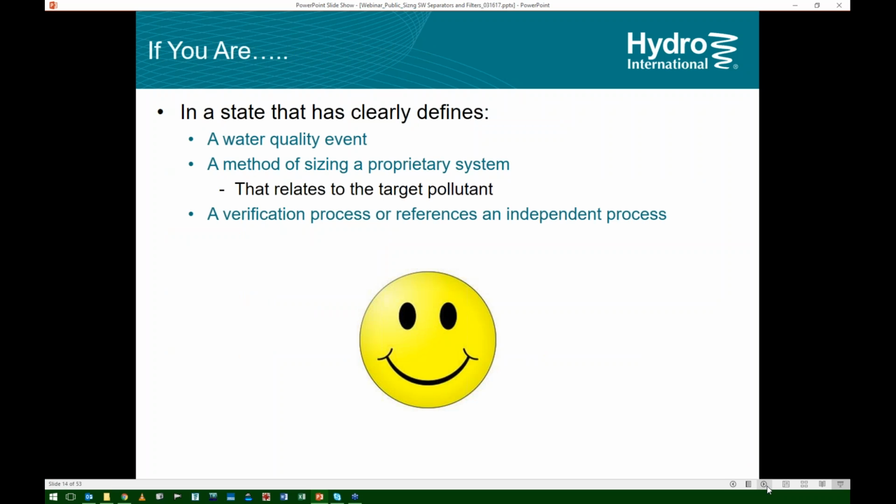Now, if you are in a state that clearly defines a water quality event, or you're in a city that has a clear water quality event in their stormwater manual, has prescribed a method of sizing a proprietary device, and it relates to the target pollutant, and there's a verification process or a reference you can use, and some cities have this, you can smile and you can probably give up listening and go off now and do whatever you do. But if you don't, then you really want to listen to the rest of this.